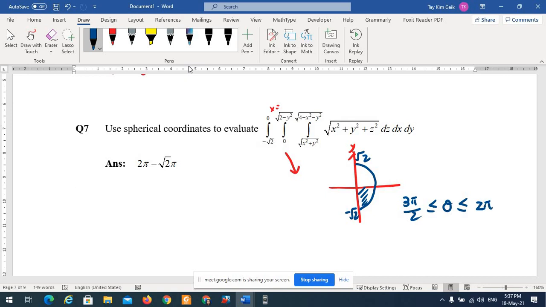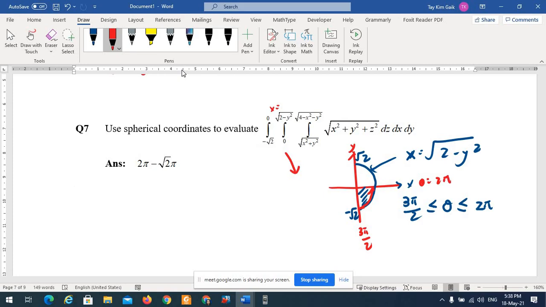The limit of x is 0 on the y-axis up to x equals sqrt(2 minus y squared), the right semicircle curve. The limit of y is from negative sqrt 2 up to 0. So it's only one quadrant. If you start from the first quadrant, you have 0 to pi over 2, but here it's only the fourth quadrant, so theta is from 3 pi over 2 up to 2 pi.